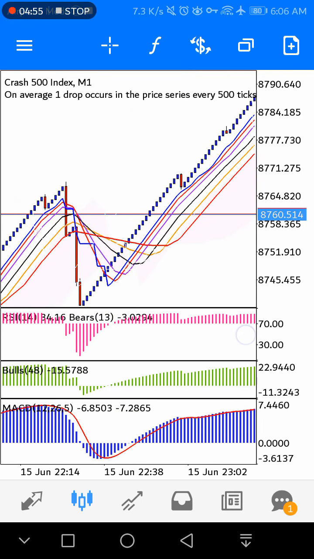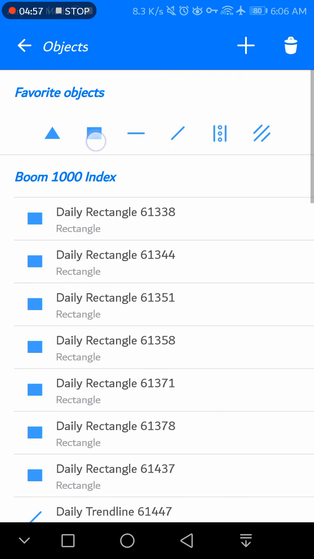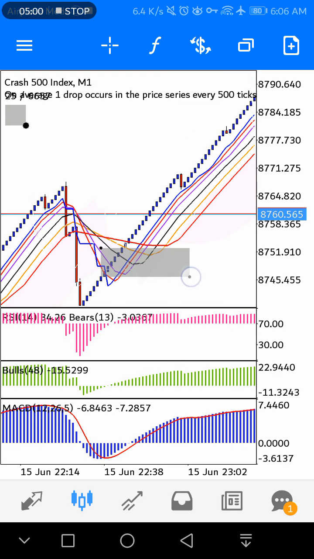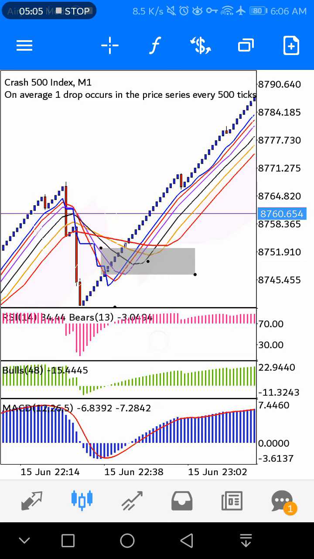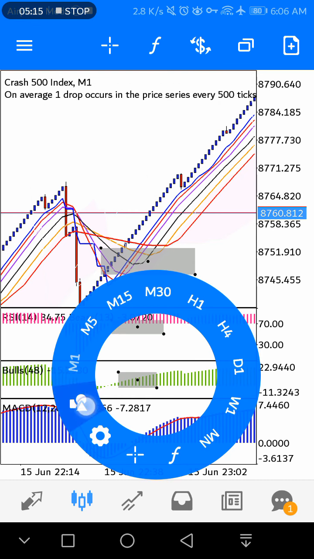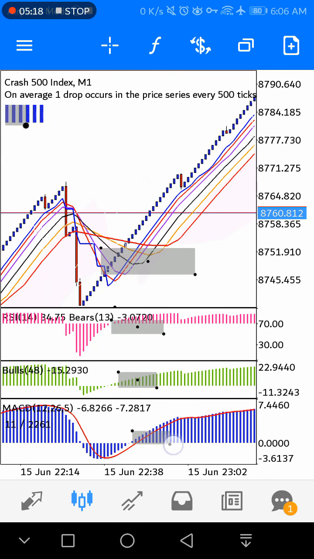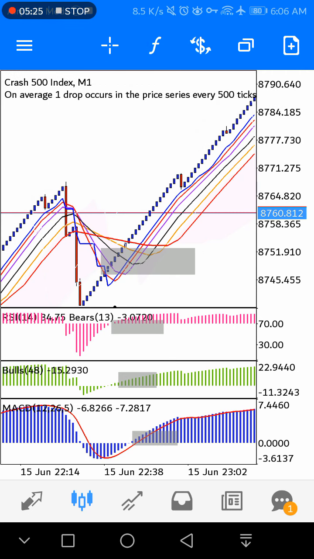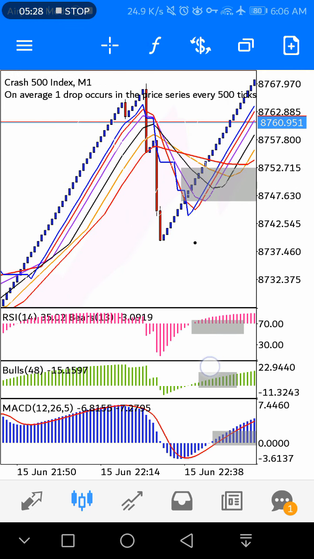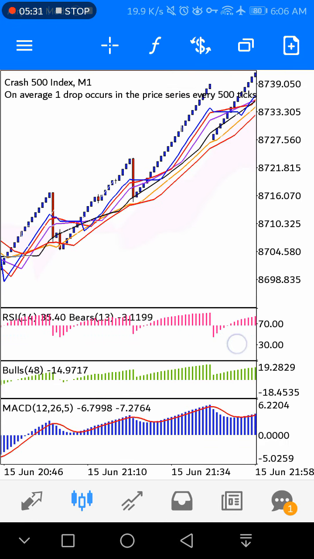And how to buy? Look here, the moving averages are crossing each other upward, and the bears power is also showing upward, and here the bulls power is also showing upward, and the MACD signal also showing upward. Go and scalp a minimum of 5 candles and make awesome profit.